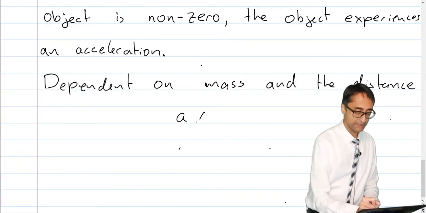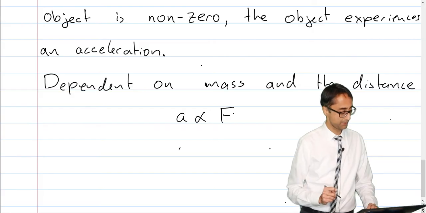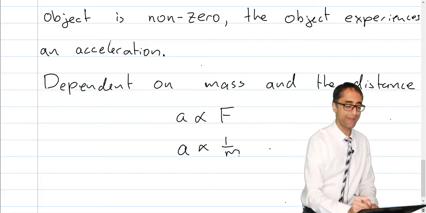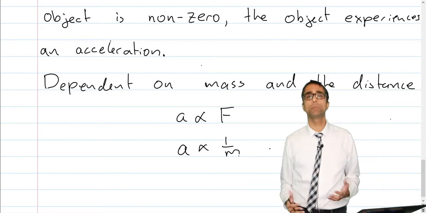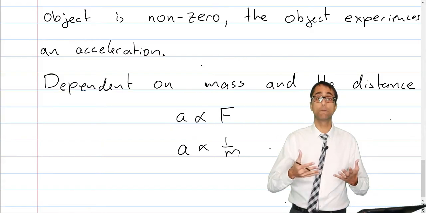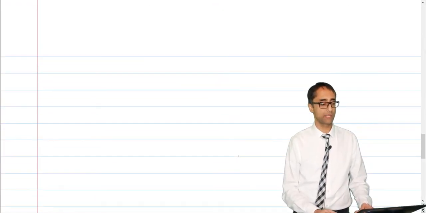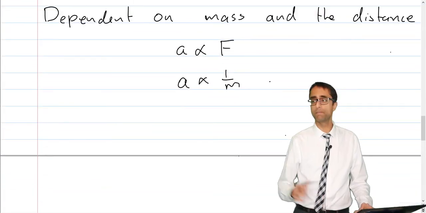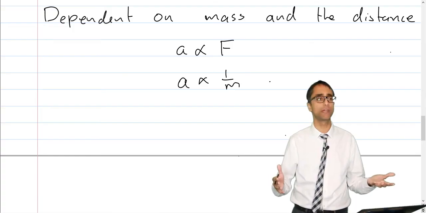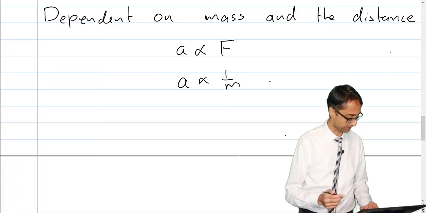And what we basically have is that the acceleration is proportional, that's the proportional sign, to force, and it is also inversely proportional to mass. The more massive an object is, the less it's going to accelerate with the same force. So if I created a force on one object that is twice as massive as another object, the acceleration will be twice as small on the more massive object.